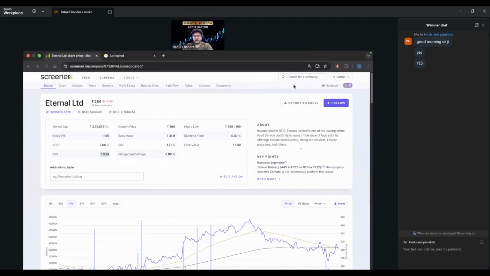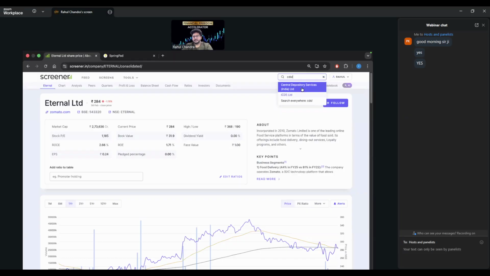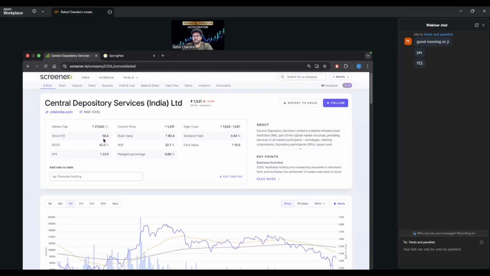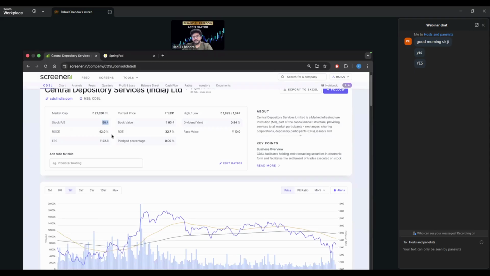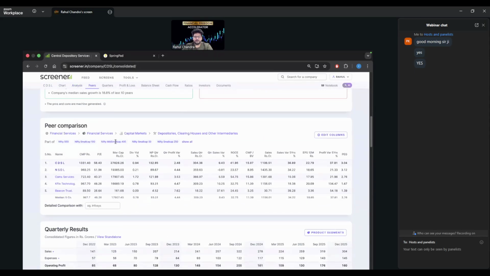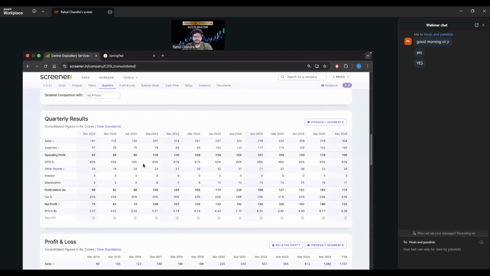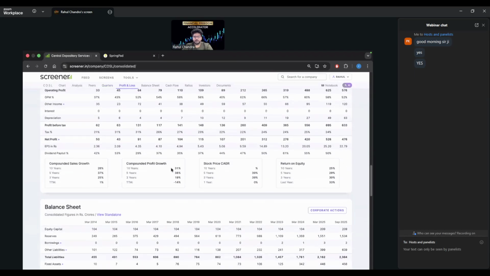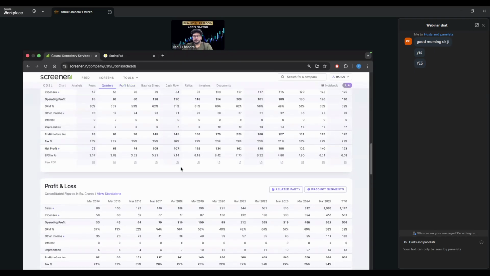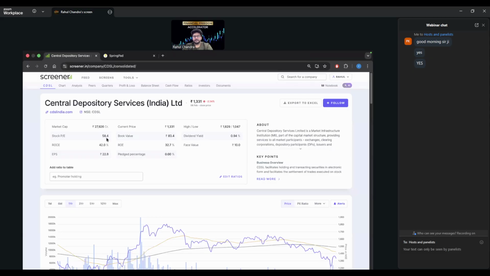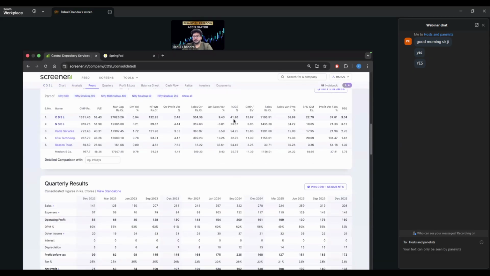Okay. Let's look at two different examples. Let's look at CDSL. Okay. What is the PE? 58.4. Okay. So it's high. But let's look at another data point and then move on. What is the profit growth in the last 10 years? Average profit growth? 31%. Okay. So all of you just remember this. Okay. 58 PE, 31% profit growth.